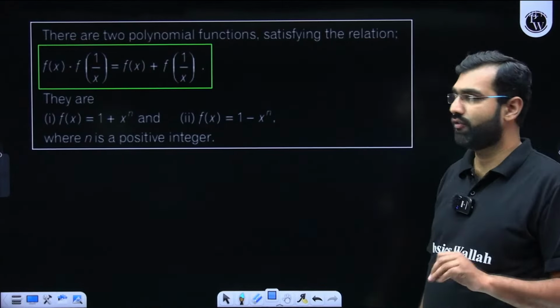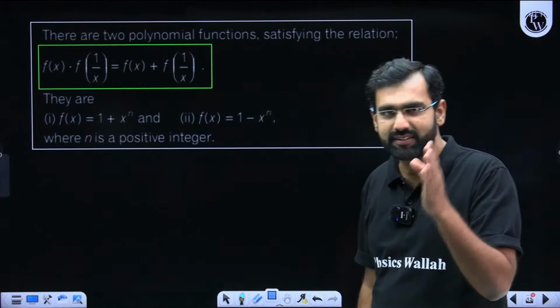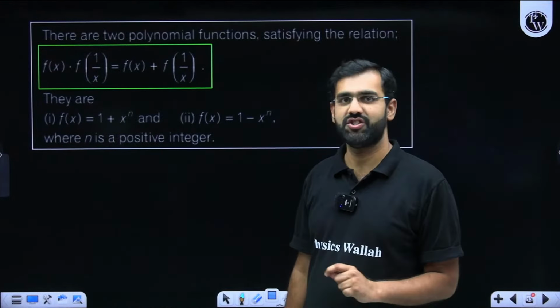F of x into f of 1 by x. If it is given as f of x plus f of 1 by x, in JEE Mains 2026 only, they had asked a question in the January attempt.